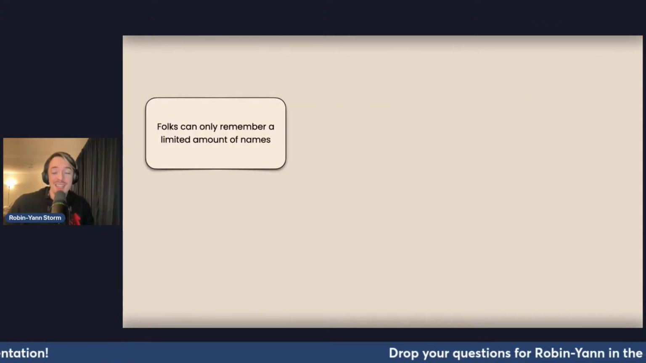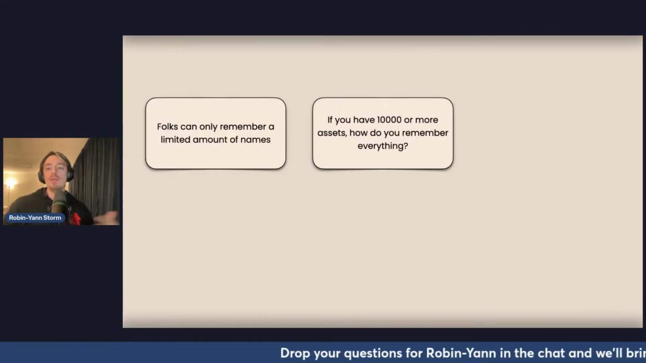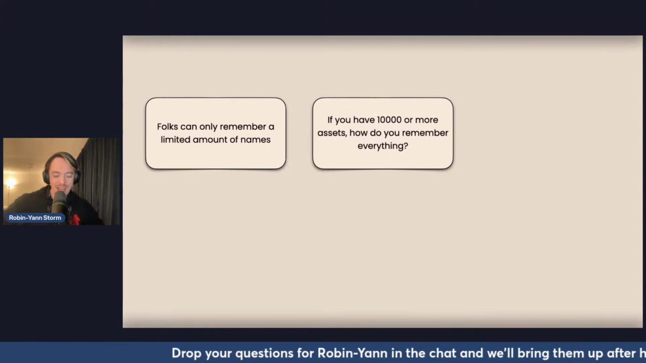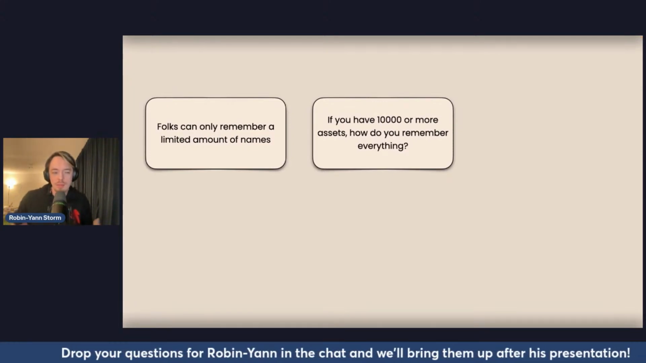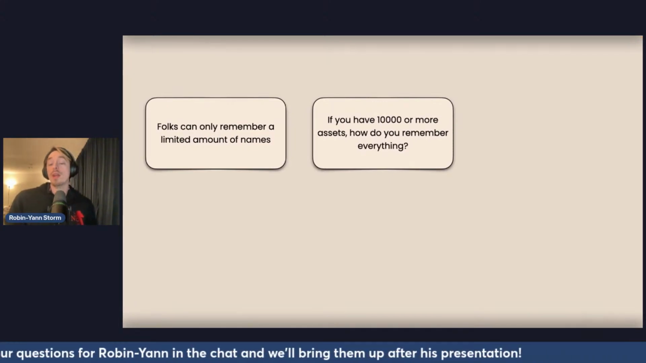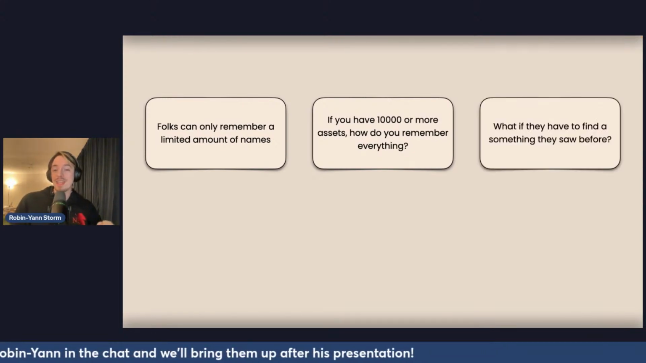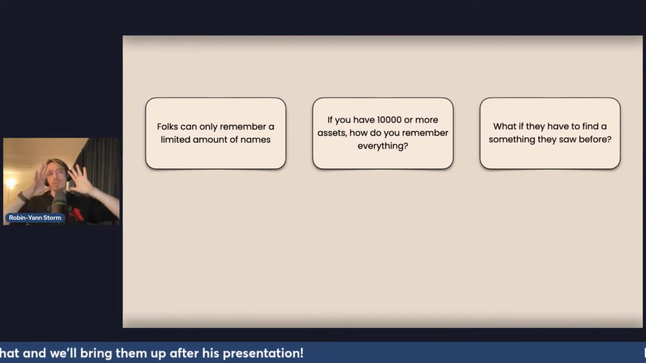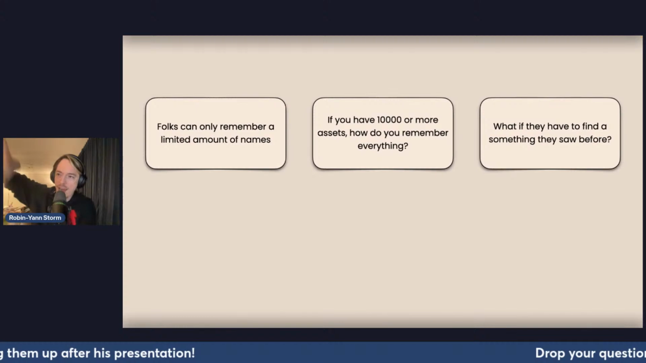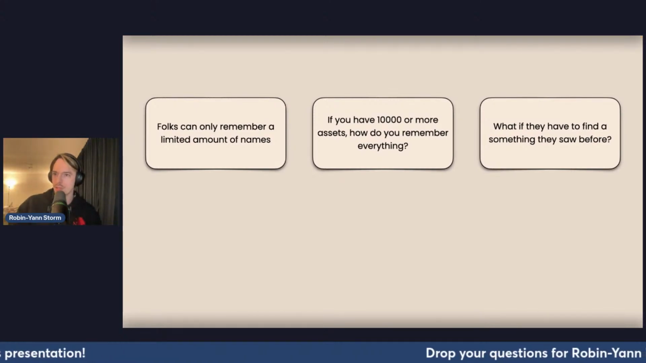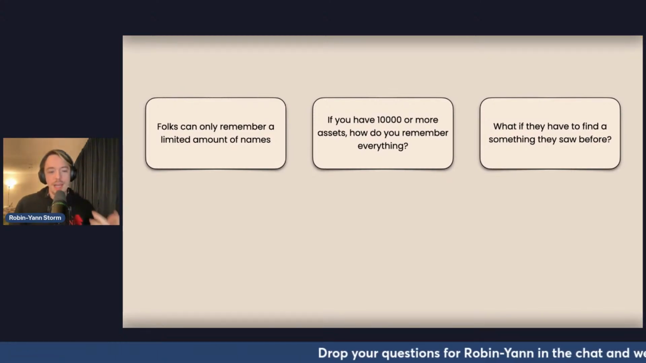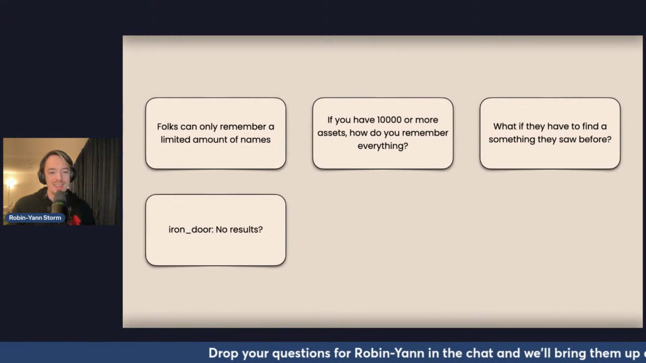That doesn't work well. Also, folks can only remember a limited amount of names. If you have 10,000 or more assets, how do you remember every single one of them? Let's be honest, you're not. And what if someone needs to find something that they saw before? Let's say someone was flying through a level and they see this big iron door somewhere, and they're like, awesome, I want to use that in my level. So they go through the asset browser and they look for iron door and they get no results.